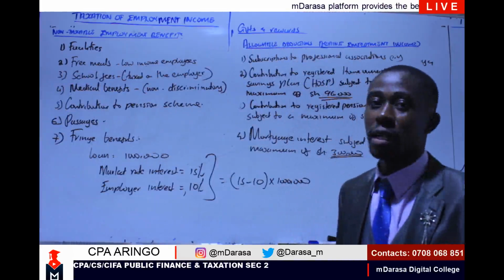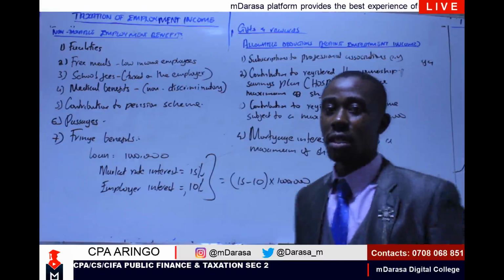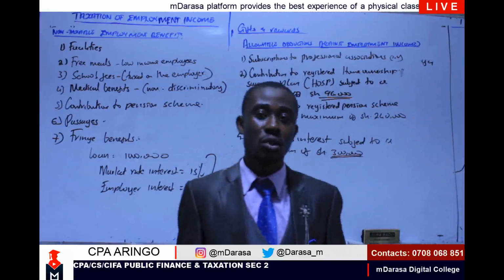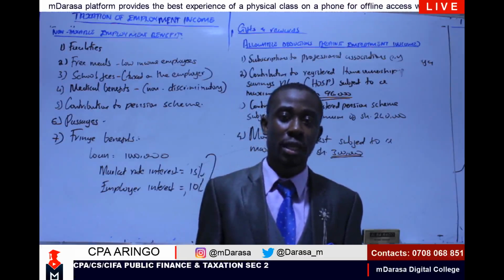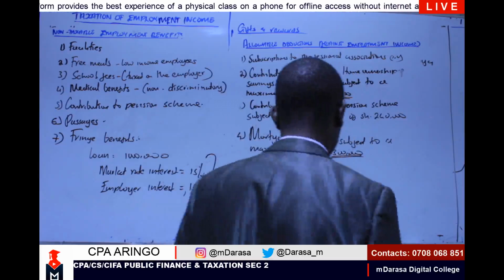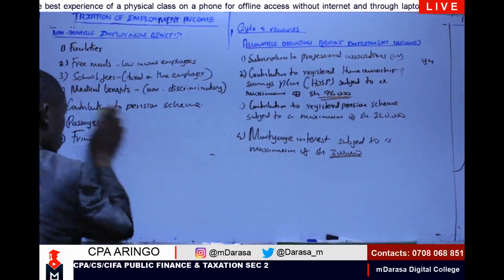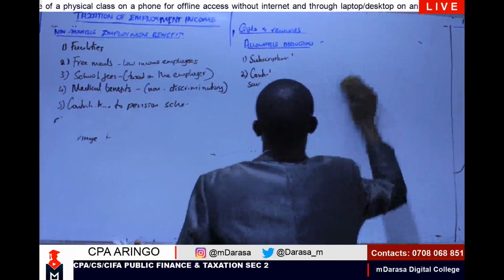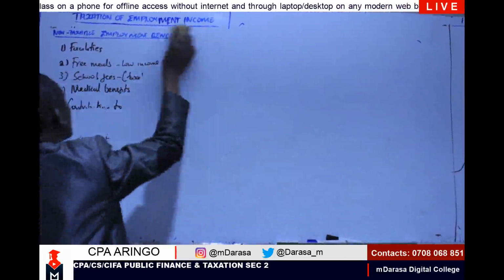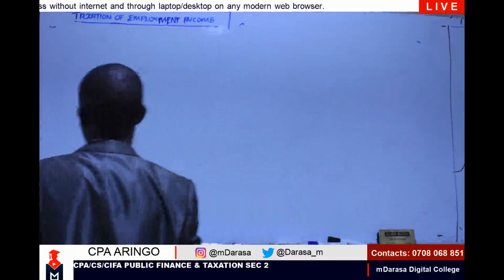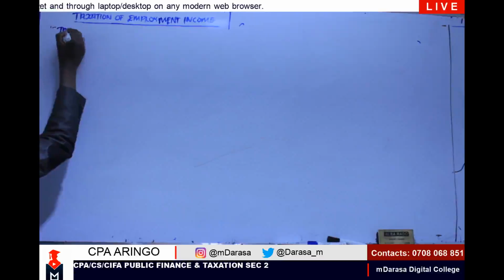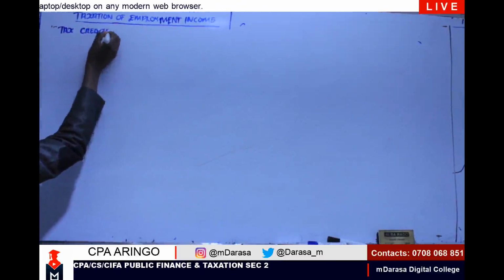So today, I want us to talk of tax credits that we are normally given when it comes to employment income. The tax credits ideally are factors or amounts that will tend to reduce our tax payable. Very important concept that I want us to pay very keen attention to. As we mentioned, credits are amounts that will assist us to reduce our tax payable.